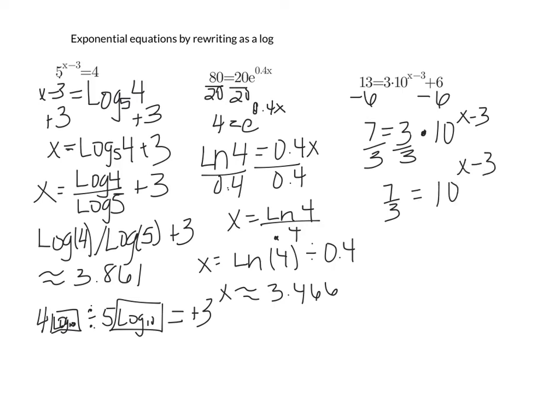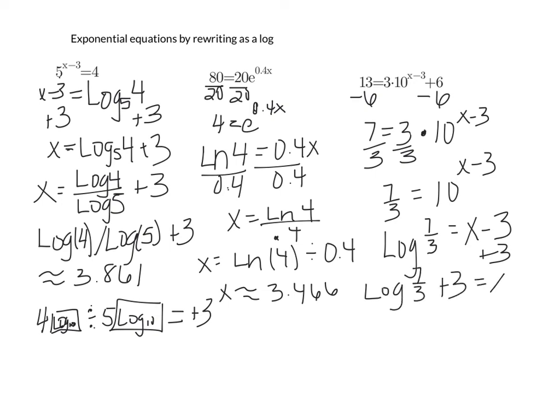And the opposite of 10 to the x power is the log base 10. So when I rewrite this, it's the log, we don't write the little 10, of what it equals, 7/3 equals the exponent x minus 3. And notice I'm preserving the same side of the equal sign. And then I'm going to add 3, so log of 7/3 plus 3 equals x.